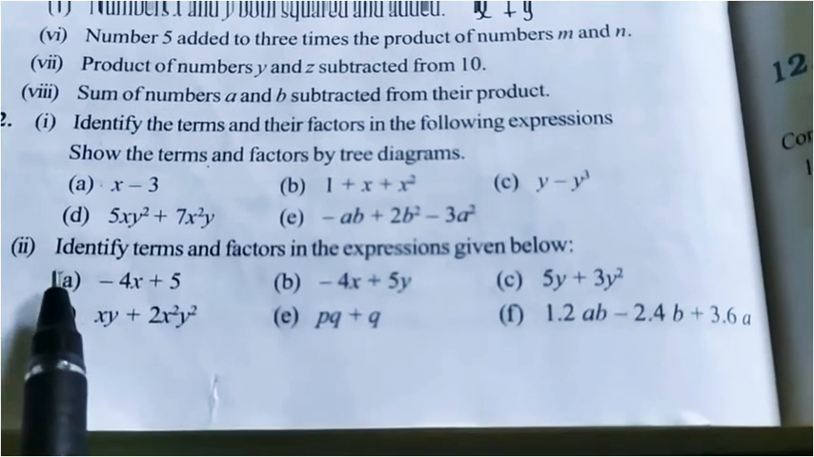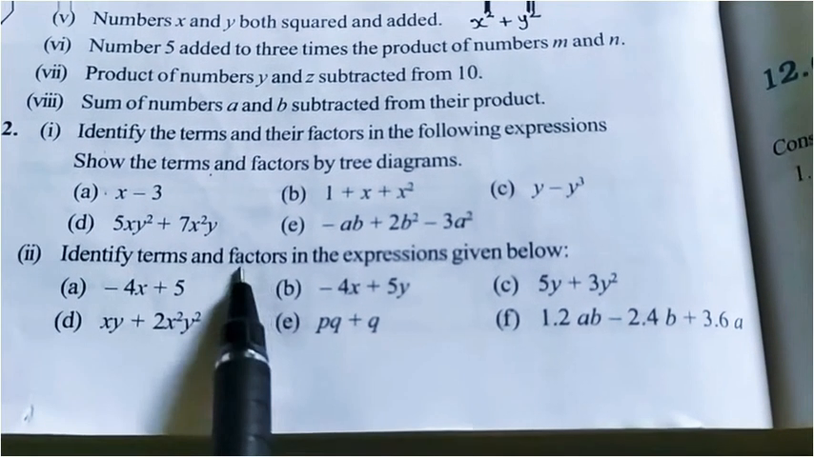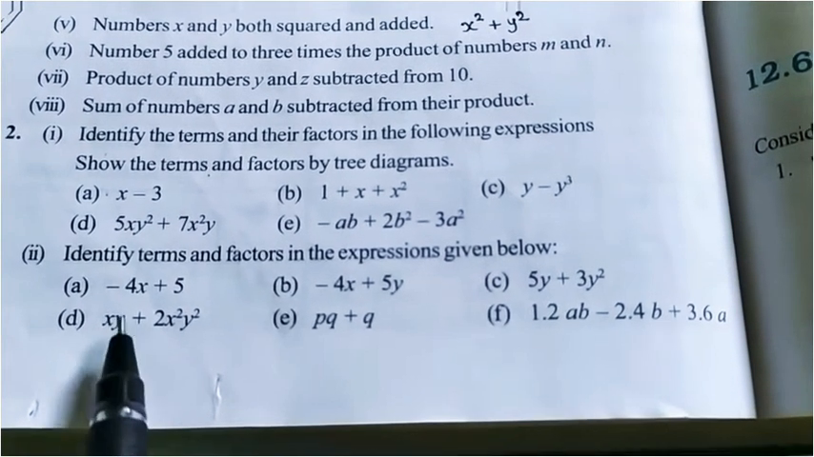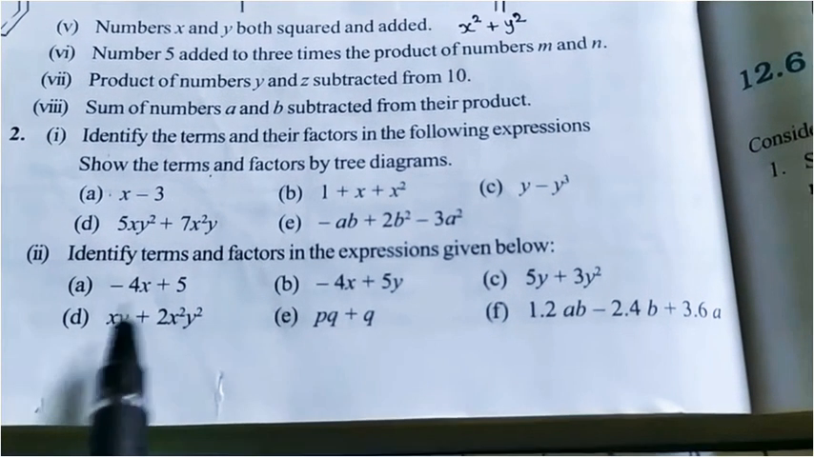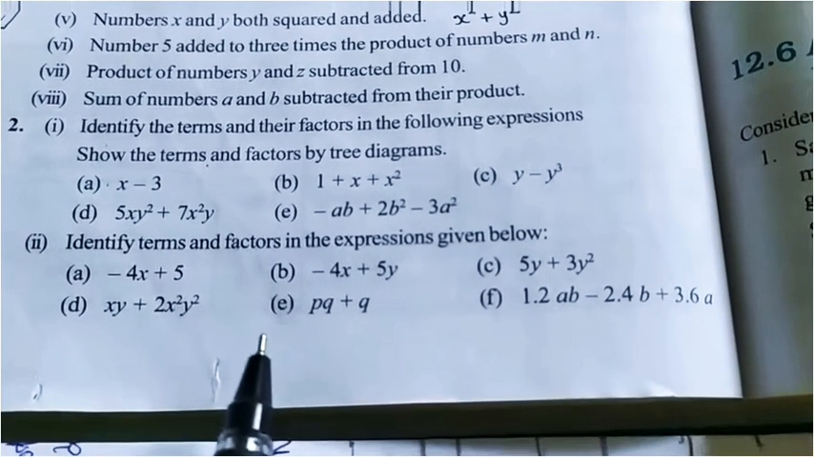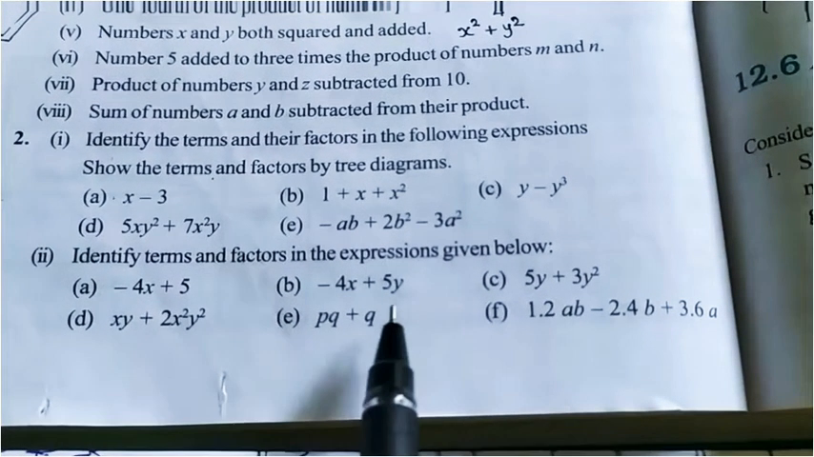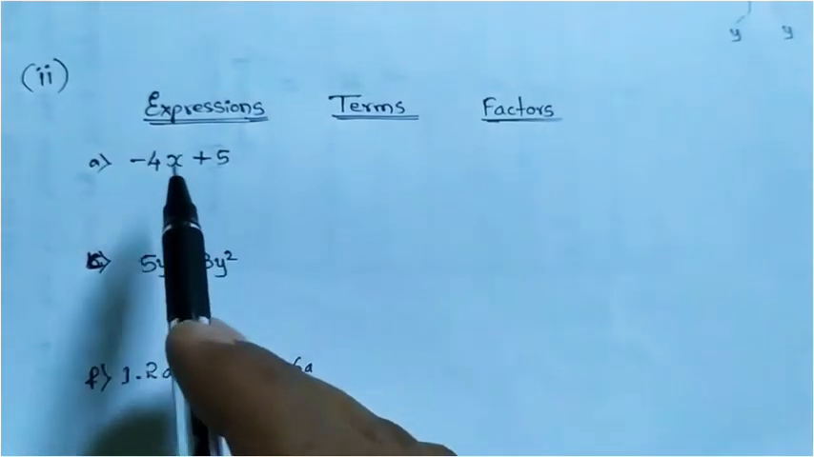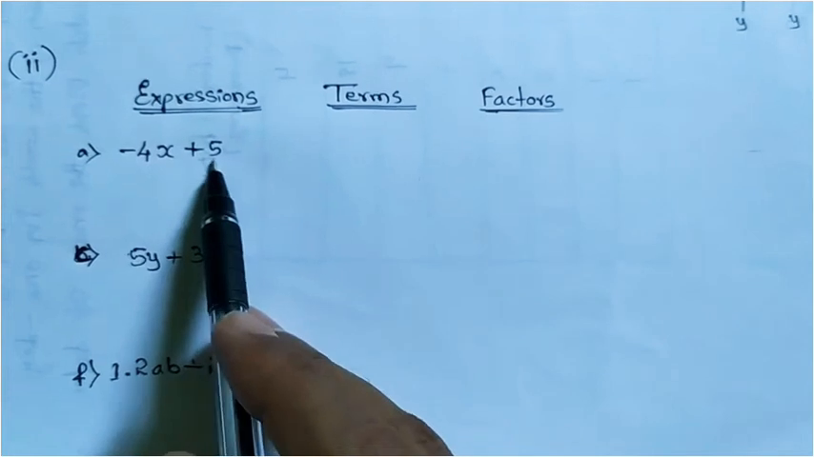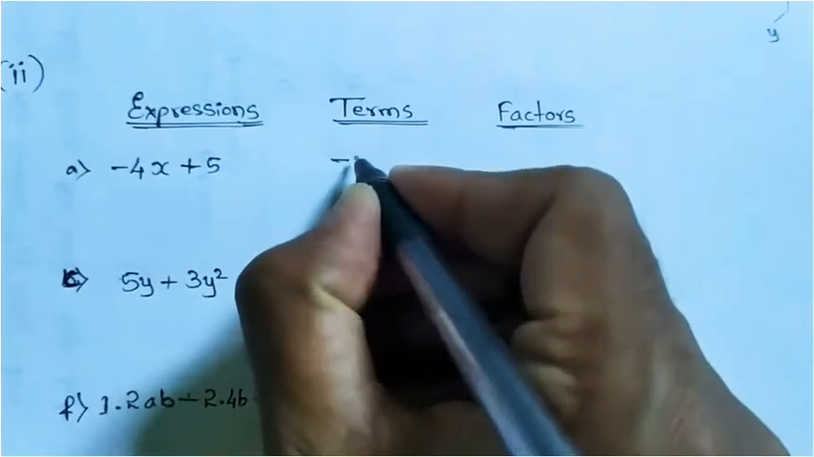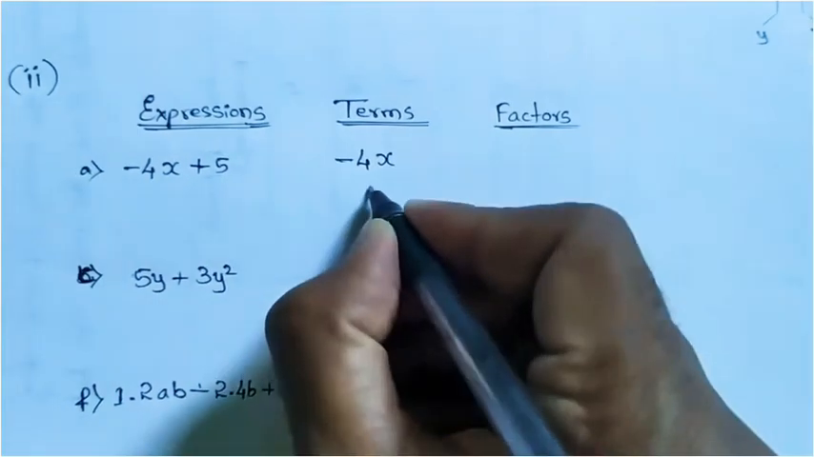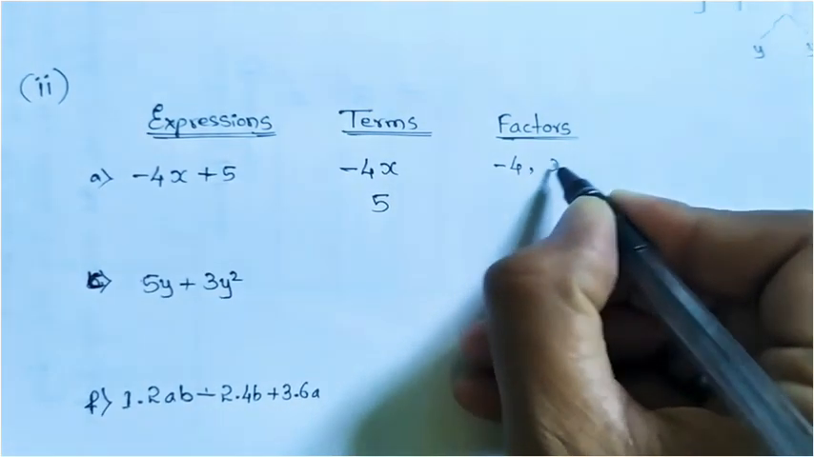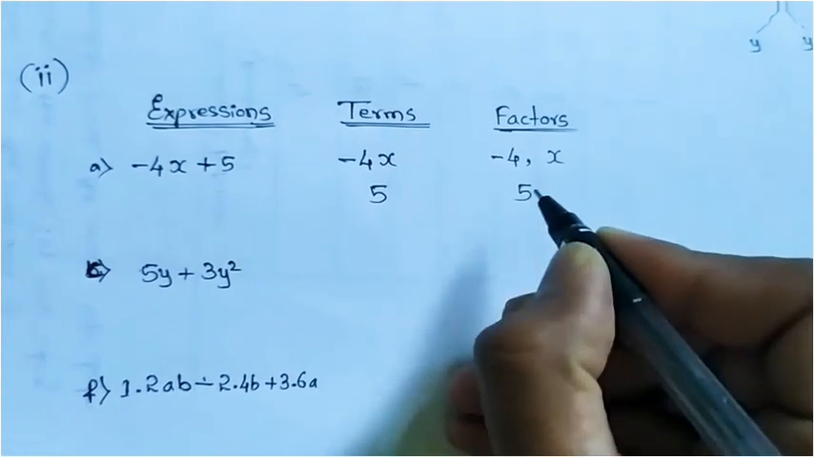In the second main itself, the second question: identify the terms and factors in the expressions given below. Here there are totally 8. I will show you how to do any 3, and the remaining you do for your practice. The first one, minus 4x plus 5. Here two terms: one is minus 4x and the other is 5. Factors will be minus 4 comma x, and 5 is itself a factor.